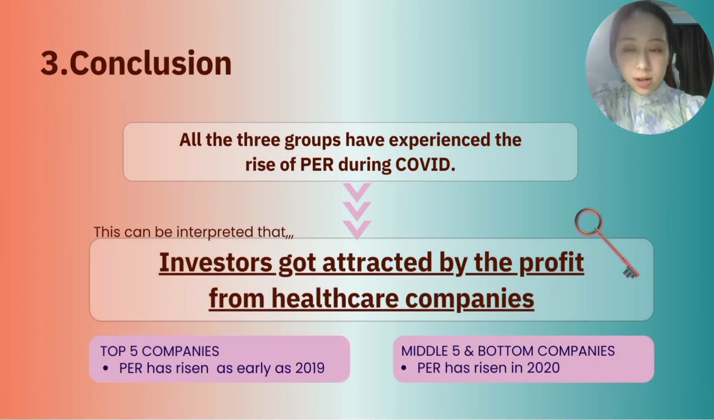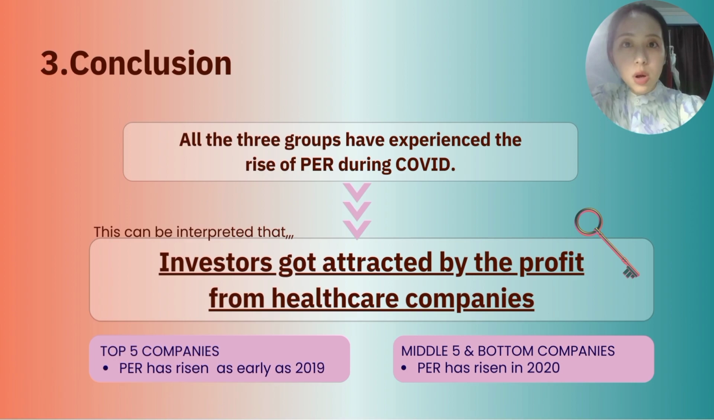This is a conclusion of my part. All the 3 groups have experienced an increase of PER affected by COVID. PER ratios measures how much investors are willing to pay per money of current earnings. Therefore, the rise in PER can be interpreted that investors got attracted by the profit from healthcare companies. To be precise, the top groups has seen a rise in PER as early as 2019, when COVID brought about at the end of the year.